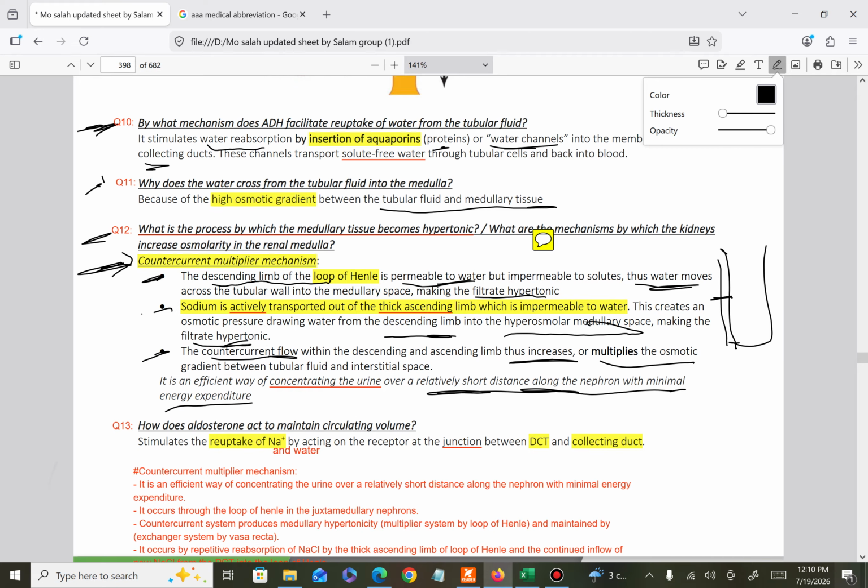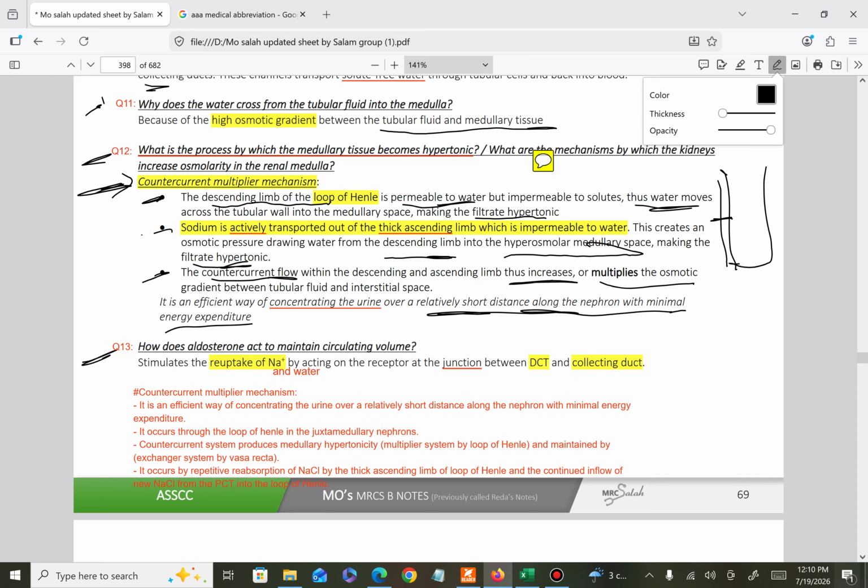Then the next question, how does aldosterone act to maintain circulatory volume? Basically it stimulates the reuptake of sodium and water by acting on the receptor at the junction between the distal convoluted tubule and collecting duct.